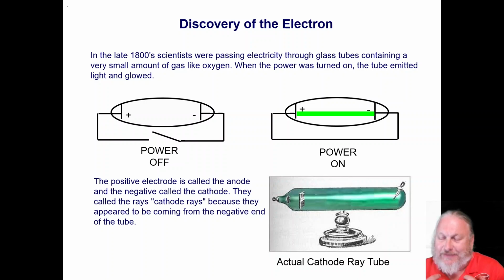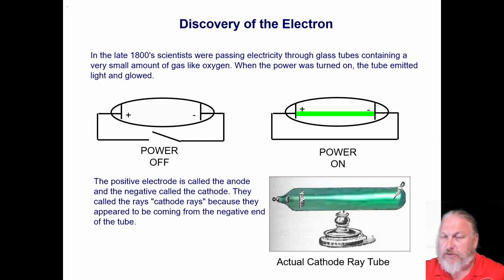In the late 1800s, scientists were passing electricity through glass tubes that contained a small amount of gas, things like oxygen. And when the power was turned on, the tube emitted light and glowed. Like an electric light, right? So when the power was on, you had a nice glow to it.